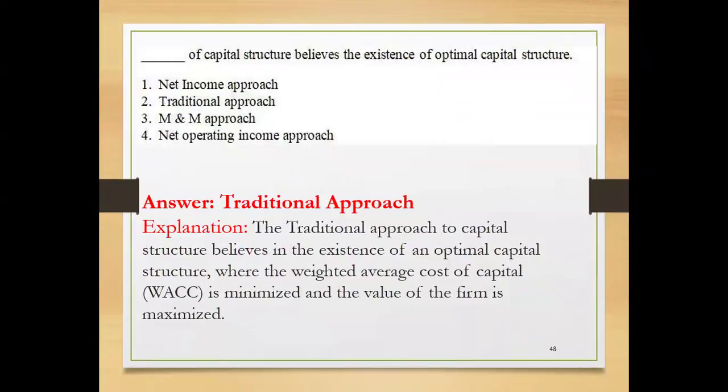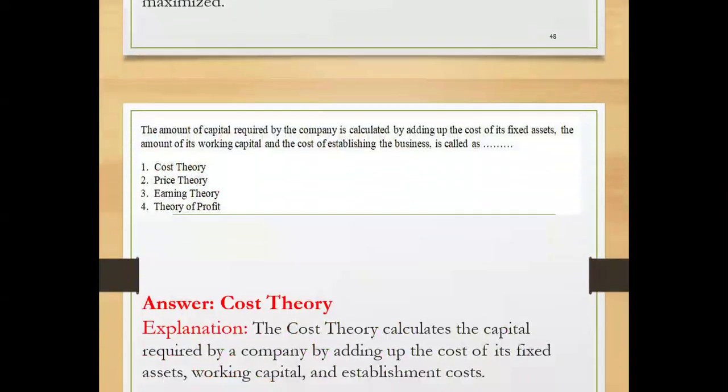Which theory of capital structure believes in the existence of an optimal capital structure? Net income approach, traditional approach, M&M approach, net operating income approach. The traditional approach believes in the existence of an optimal capital structure, where the weighted average cost of capital is minimized and the value of the firm is maximized.